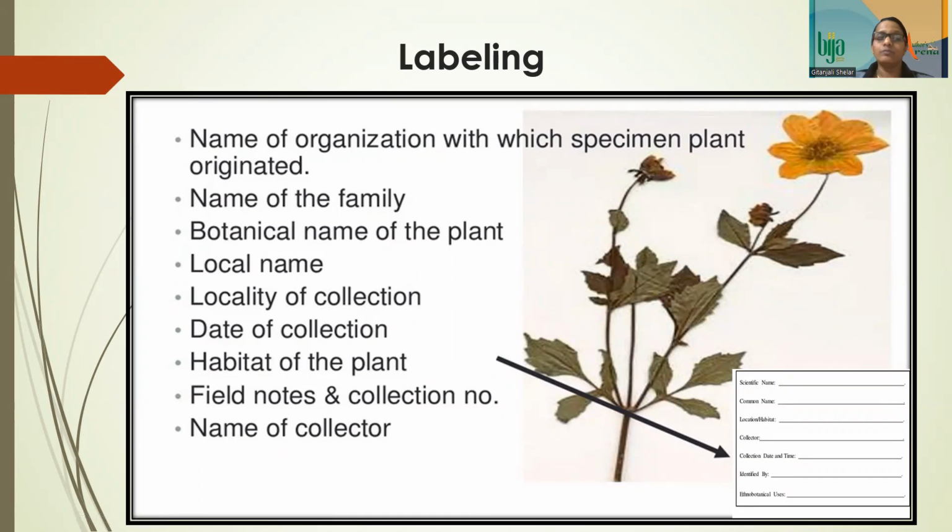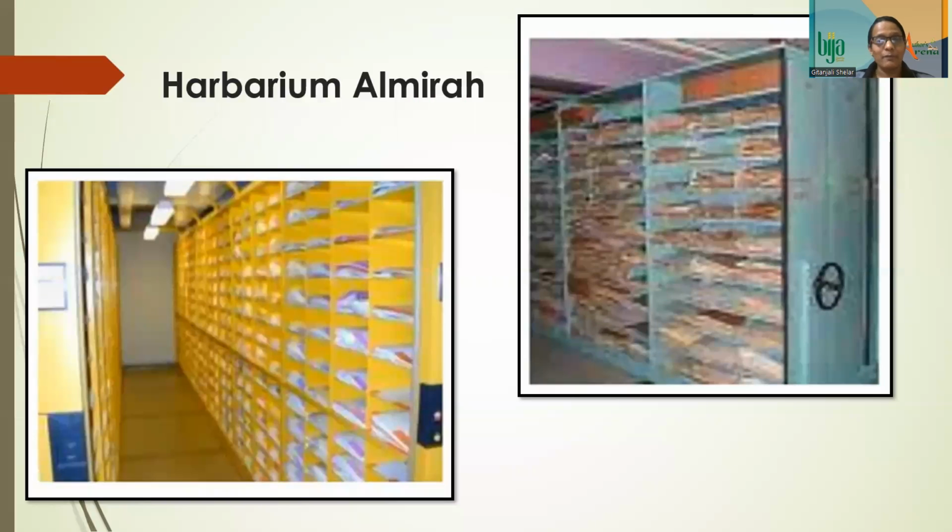After the labeling, we have to preserve this sheet. Okay, so this is the herbarium almirah. Now these preserved sheets are stored in this almirah, so they remain in good condition. So look at these, these are the 12 compartments in which the herbarium is kept. So we can easily study and find out which kind of herbarium we want for the taxonomic study material. I hope you understand the concept of herbarium. So thank you.